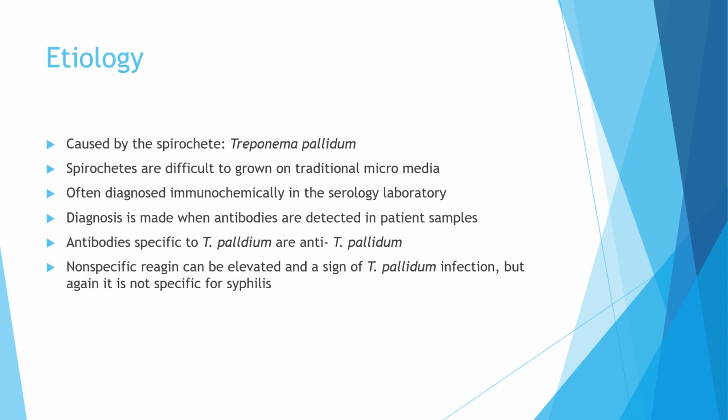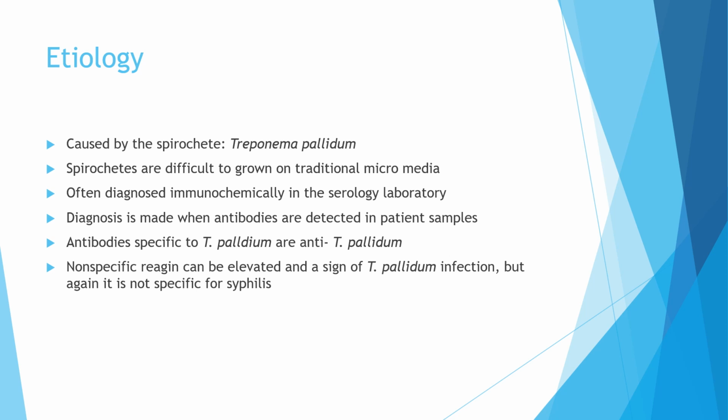So syphilis is caused by the spirochete known as Treponema pallidum. Spirochetes are difficult to grow on traditional micromedia. A spirochete can actually penetrate the skin like Leptospira. It is often diagnosed immunochemically in the serology laboratory. Some people are immune and other people progress to latent stages.